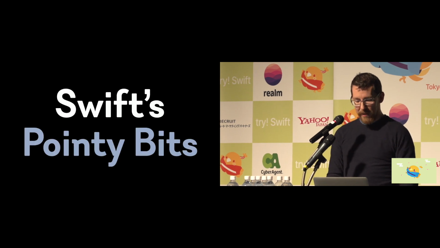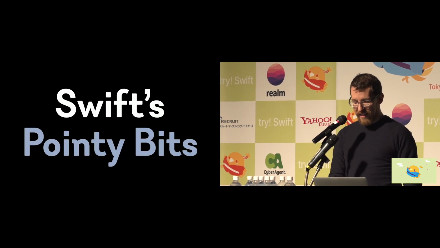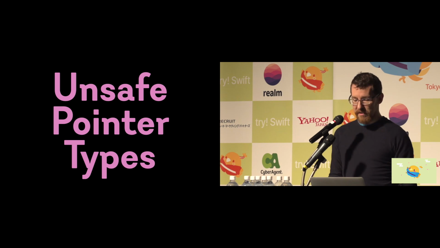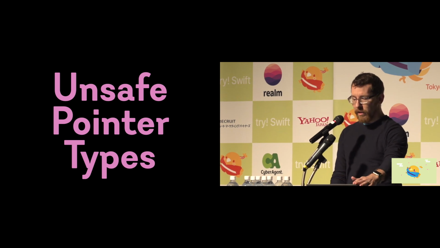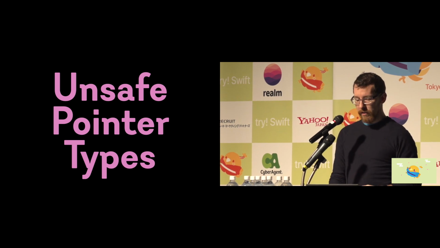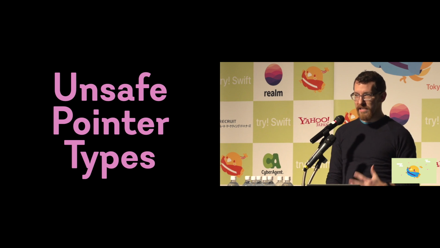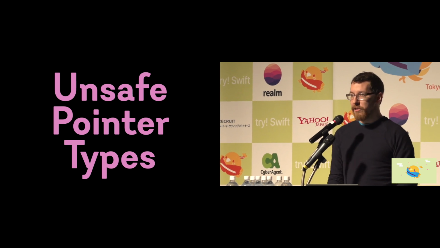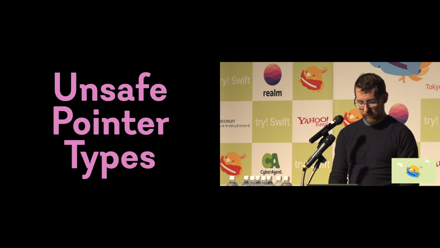I'd like to talk to you today about Swift's Pointy bits. These are the unsafe pointer types in the Swift Standard Library. We're going to look at how the different pointer types work, why they're designed the way they're designed, and how we can use them in ways that are still safe.